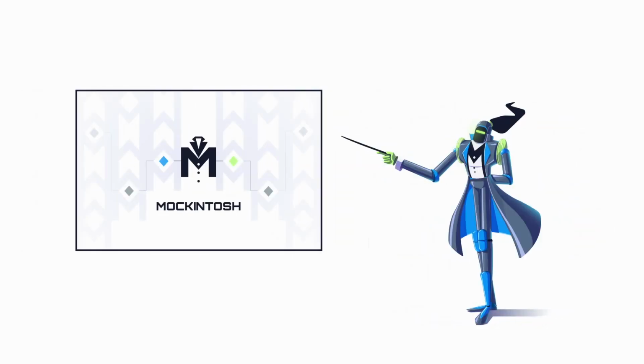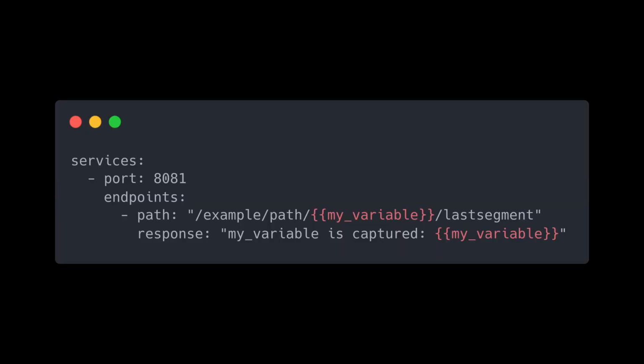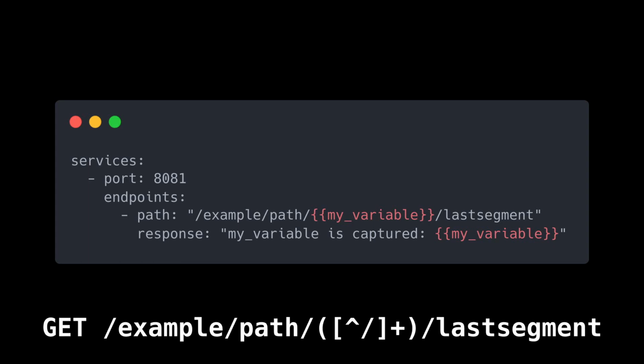In this part, we will talk about the HTTP request matching in Mockintosh. So let's start with path matching. You can define variables as path segments through templating, such that this path is translated into a regular expression that matches everything in the third segment, which you can see through the verbose flag of Mockintosh.